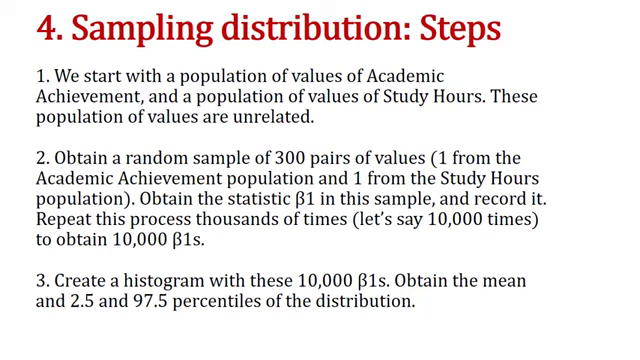After doing that, we'll repeat that thousands of times, let's say 10,000 times, and so we obtain 10,000 samples of 300 pairs of values, and then we obtain the beta 1 statistic in those 10,000 samples. So now we've got 10,000 beta 1's, and we can create a histogram with those beta 1's and obtain the mean and the 2.5 and 97.5 percentiles of this distribution.